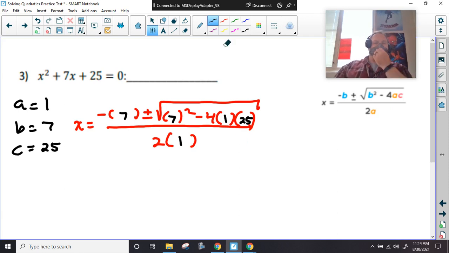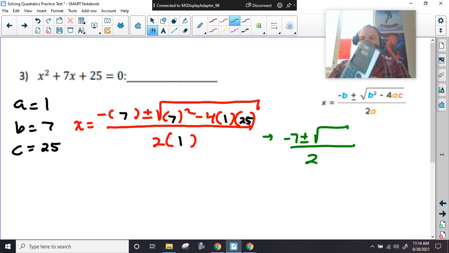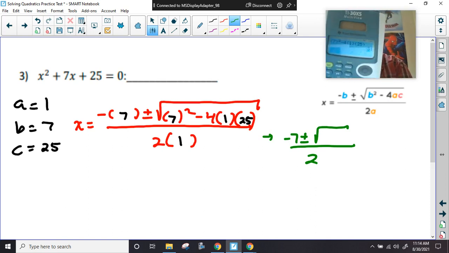All right, so I plug it in, clean it up. I get a -7. I get a plus or minus. I got a square root of something. I don't know what that is yet, and I'm going to do the 2. So again, doing this discriminant. All right, I get -51.